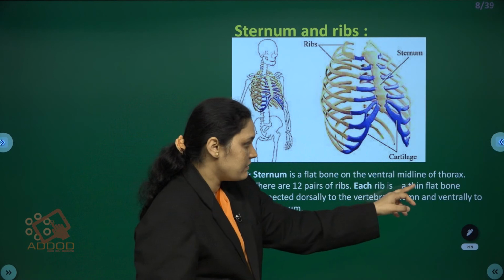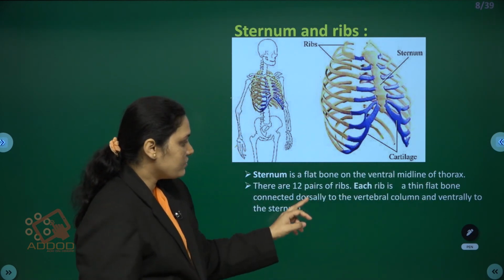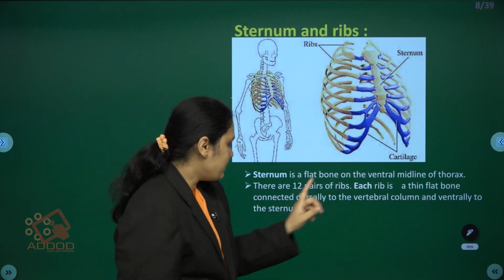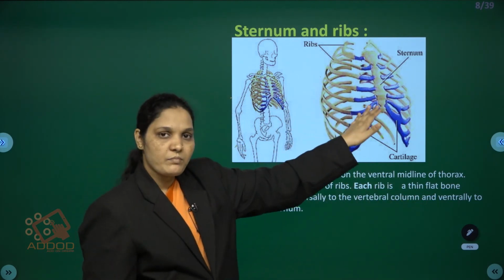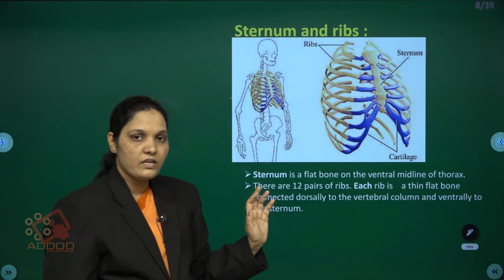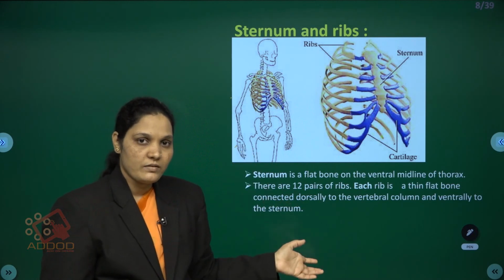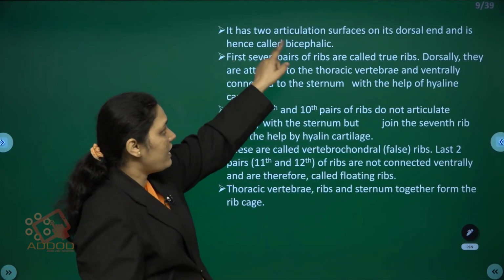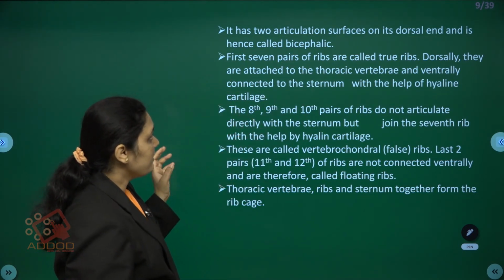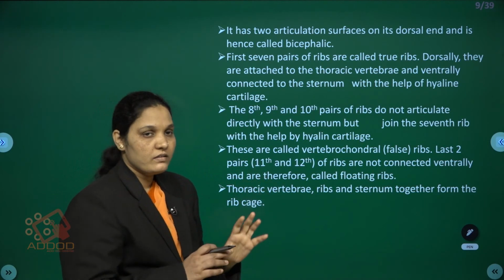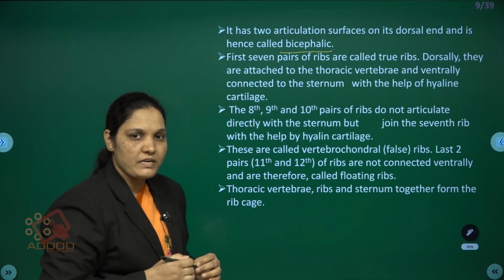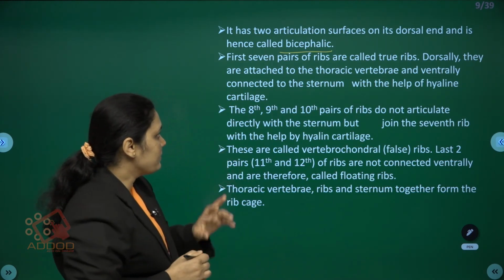Each rib is a thin flat bone connected dorsally to the vertebral column. They are connected dorsally at the back side, and ventrally to the sternum. Ventral means the upper part. So this is the sternum, they are connected ventrally up, and dorsally they are connected back to the vertebral column. It has 2 articulation surfaces on its dorsal end, and hence it is called bicephalic. Two articulations are called bicephalic, because there are 2.